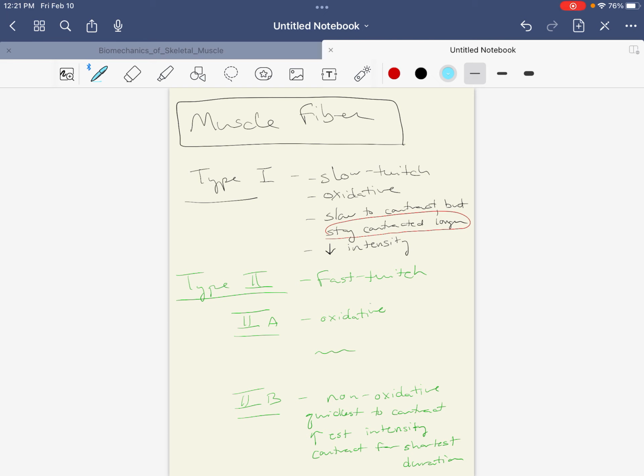So every muscle has all three, but certain muscles can have more of one versus the other.